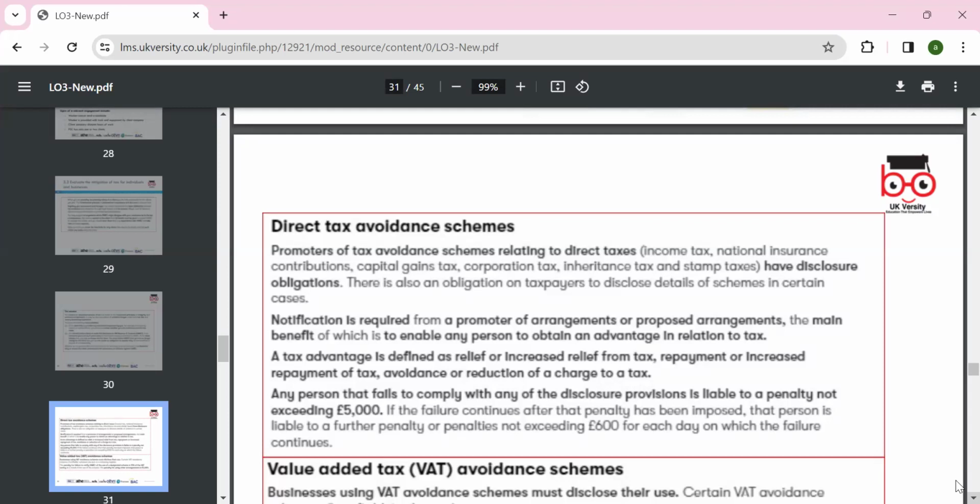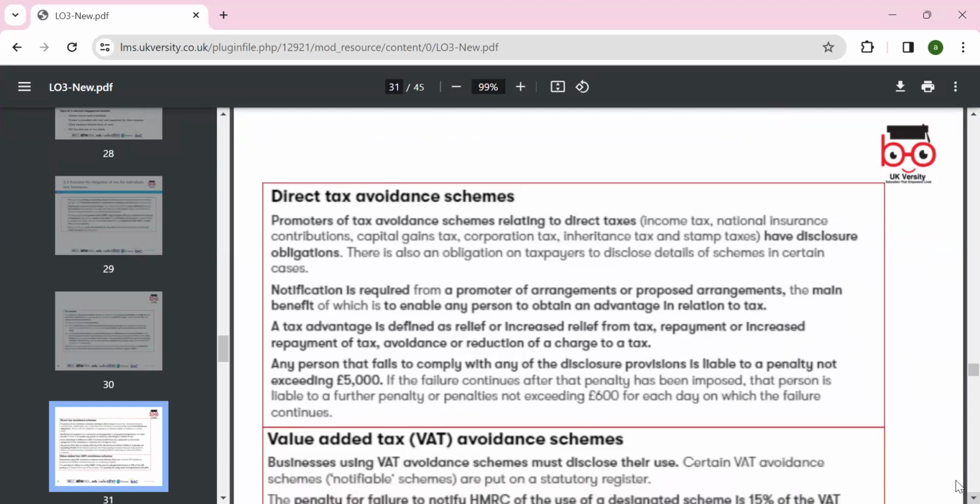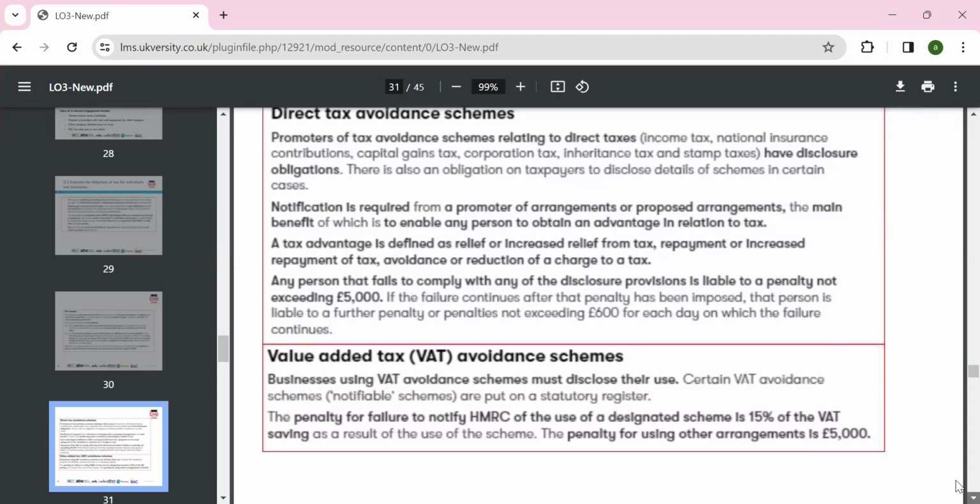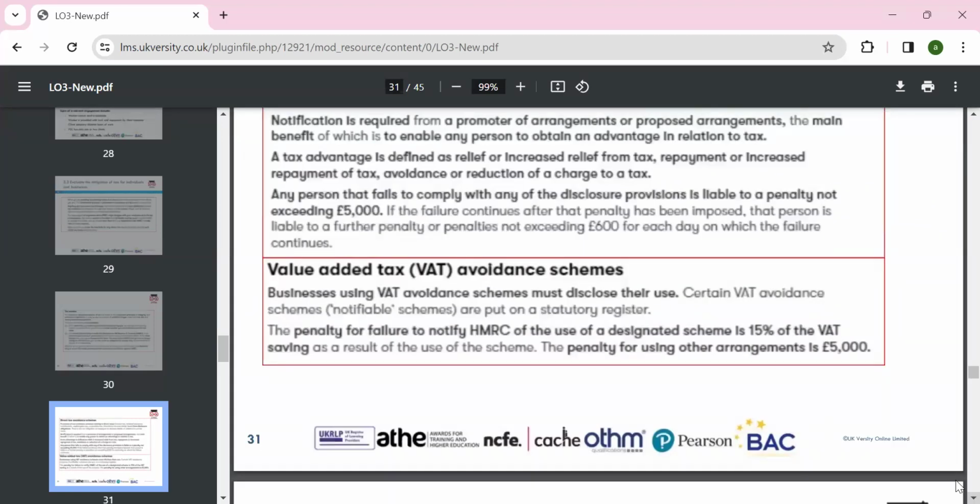Avoidance reduction. So we can look at any person who fails to comply with the disclosure provisions, liable to a penalty not exceeding 5,000. Again, if we need to look at each of the years, we have a VAT (value added tax) avoidance scheme. So a business using a VAT avoidance scheme must disclose it.